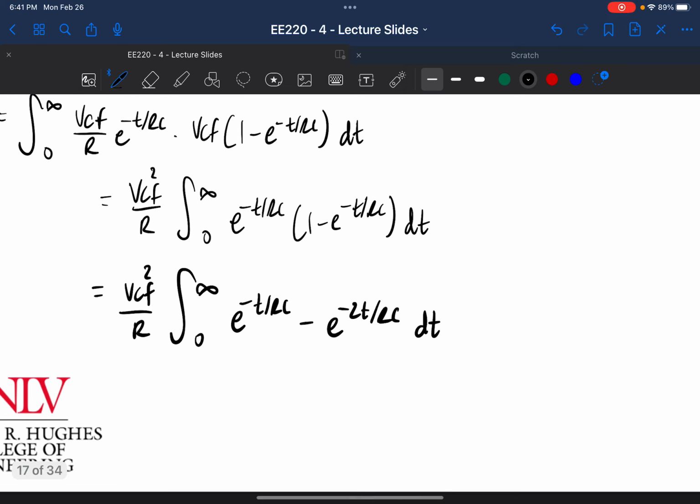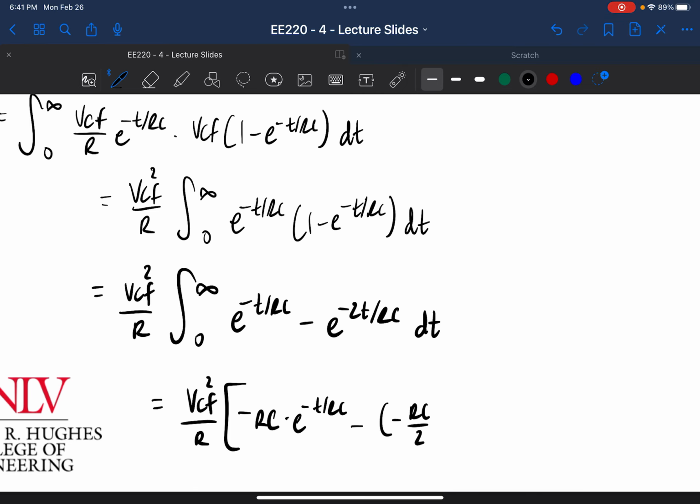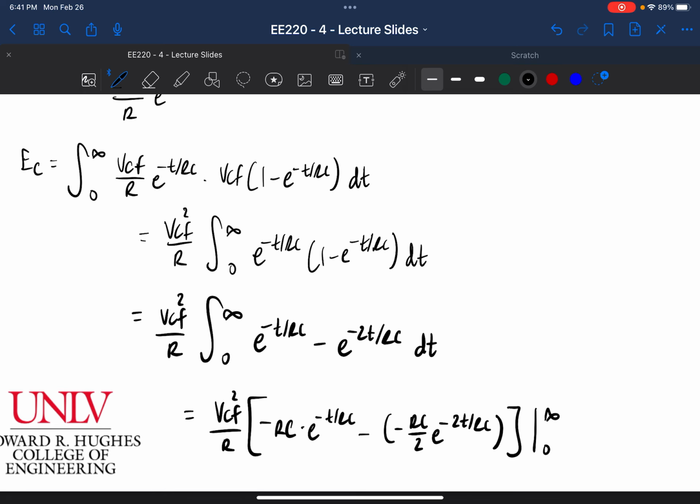And when I go ahead and take this integral, I get VCF squared over R multiplied by the integral of the first term, which is just going to be negative RC times e to the negative t over RC, minus the integral of the second term, which is going to be negative RC over 2 e to the minus 2t over RC. And then those are going to be evaluated from 0 to infinity. And then I obviously have a plus here because I have two minus signs.